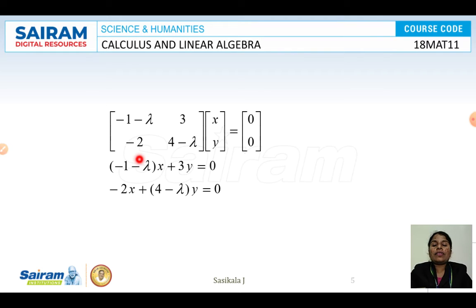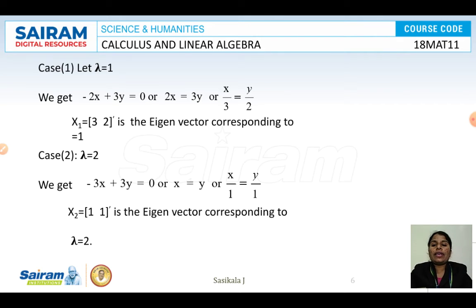So when lambda is equal to 1, what will happen? It will be minus 2x plus 3y equal to 0. Then 2x is equal to 3y, which means x by 3, y by 2. So x1 is your eigenvector when lambda is equal to 1. I get x is 3, y is 2, which in a column matrix is the eigenvector corresponding to lambda equal to 1.